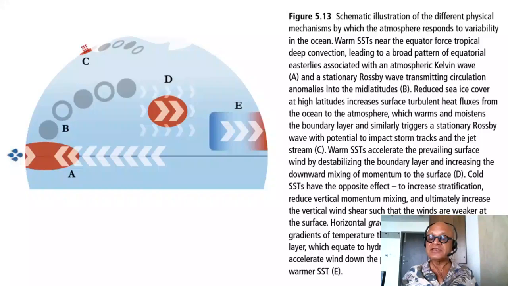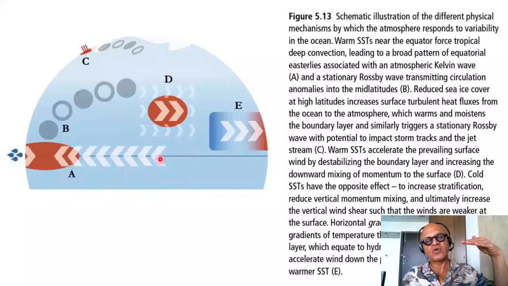Horizontal gradients of SST induce horizontal gradients of temperature throughout a well-mixed boundary layer, which equate to hydrostatic pressure gradients that accelerate wind down the pressure gradient, or towards warmer SST, which is here. So we are talking about, let's say, the cold temperatures in the north of the ITCZ and warm temperatures within the ITCZ, or cold temperatures in the cold tongue and warm temperatures in the warm pool.